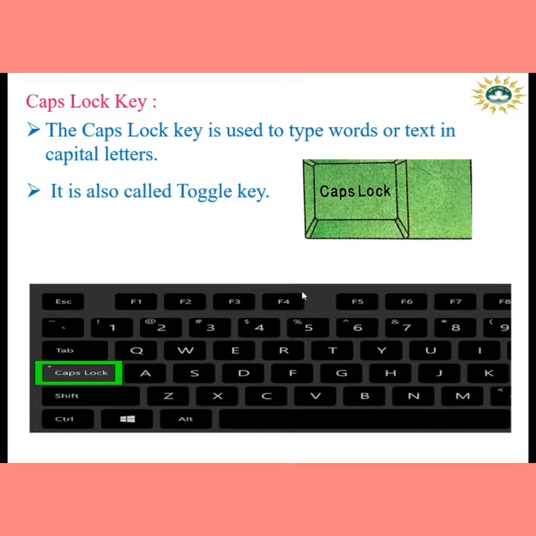Okay, so that's why this key is called the toggle key. Understood the use of caps lock key? So caps lock key is used to type a word or a sentence in capital.